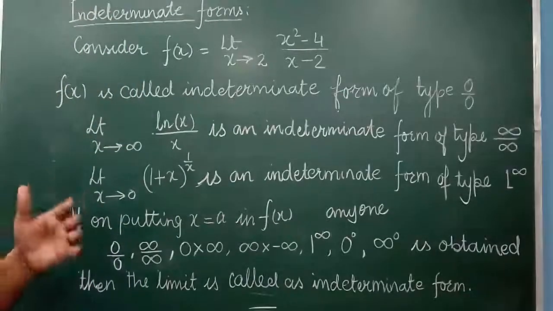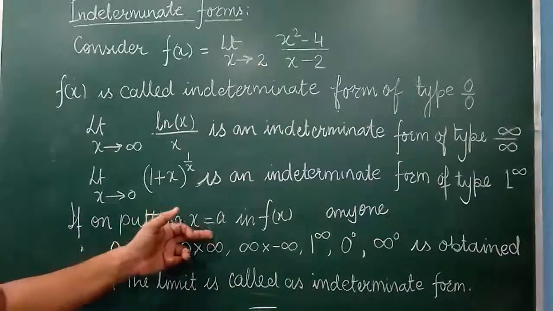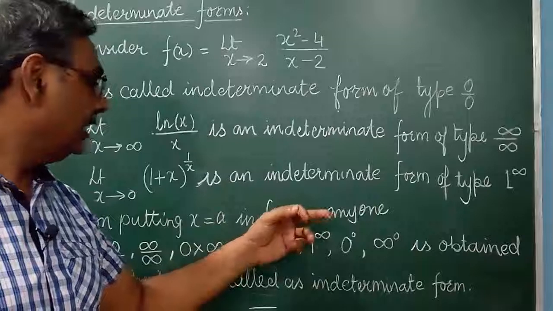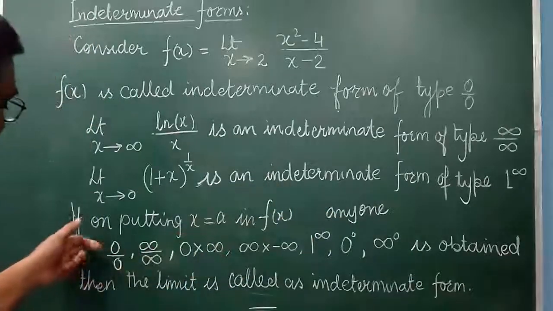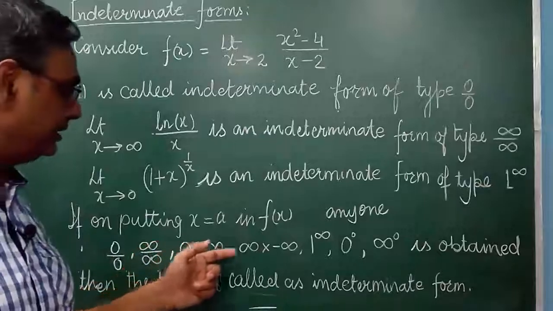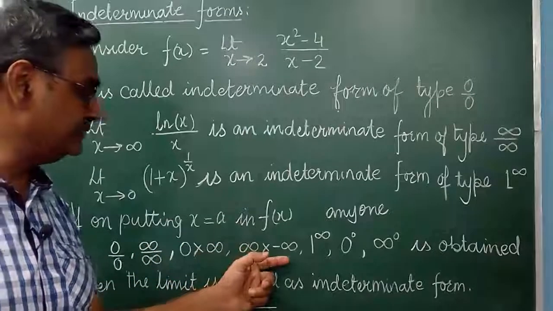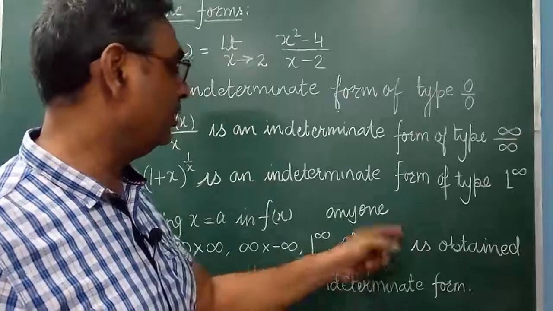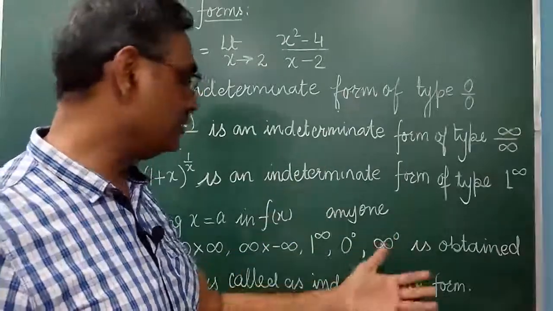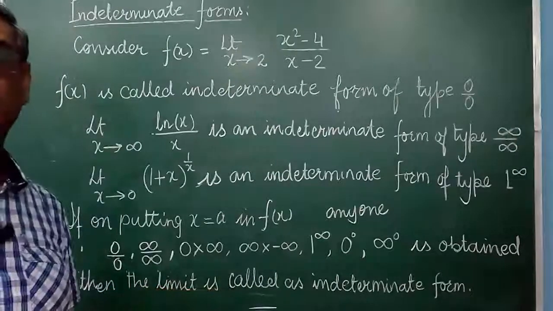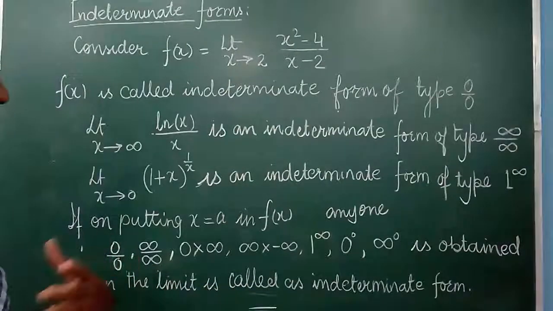Now we say that if on putting x equal to a, some value we are putting in f(x), then any one of the forms 0 by 0, infinity by infinity, 0 into infinity, infinity minus infinity, 1 to the power infinity, 0 to the power 0, or infinity to the power 0, if it is obtained, then the limit is called indeterminate form.